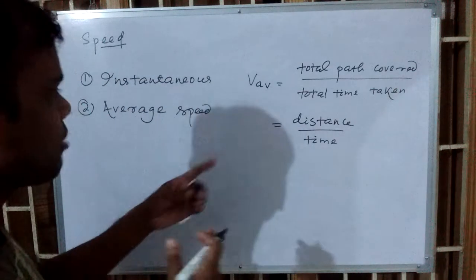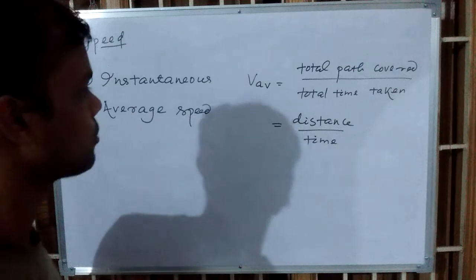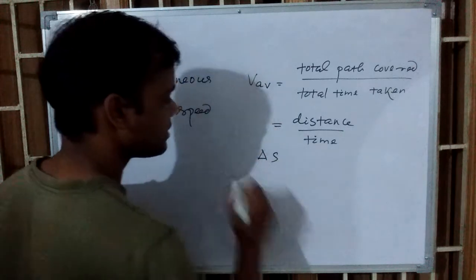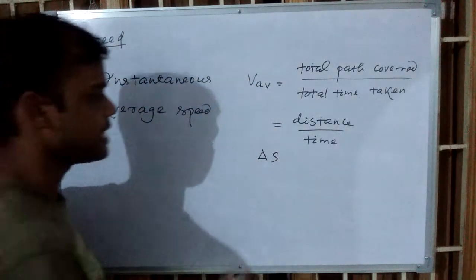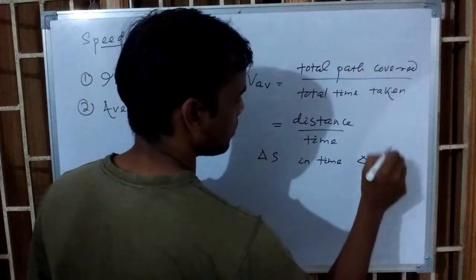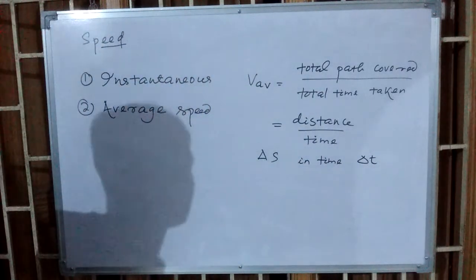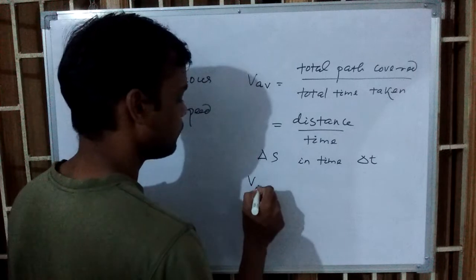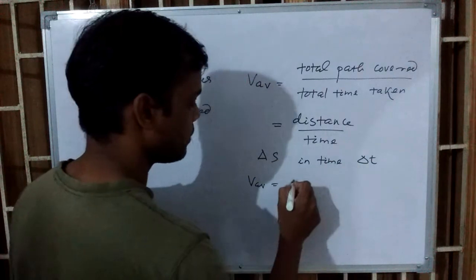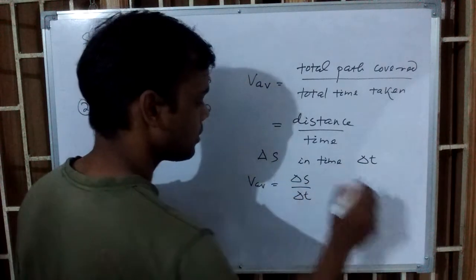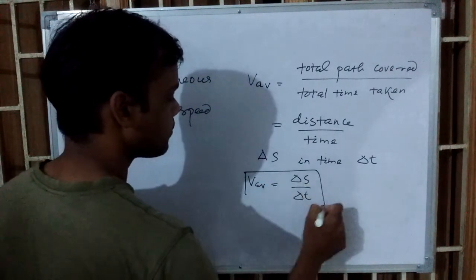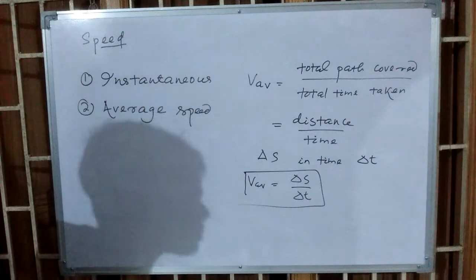Next, how to represent it in mathematical terms. Suppose an object traveled a distance of del s in time del t. Then what is the average speed? V average is equal to distance traveled by time taken, so del s by del t. Very simple formula. But now come to instantaneous speed.